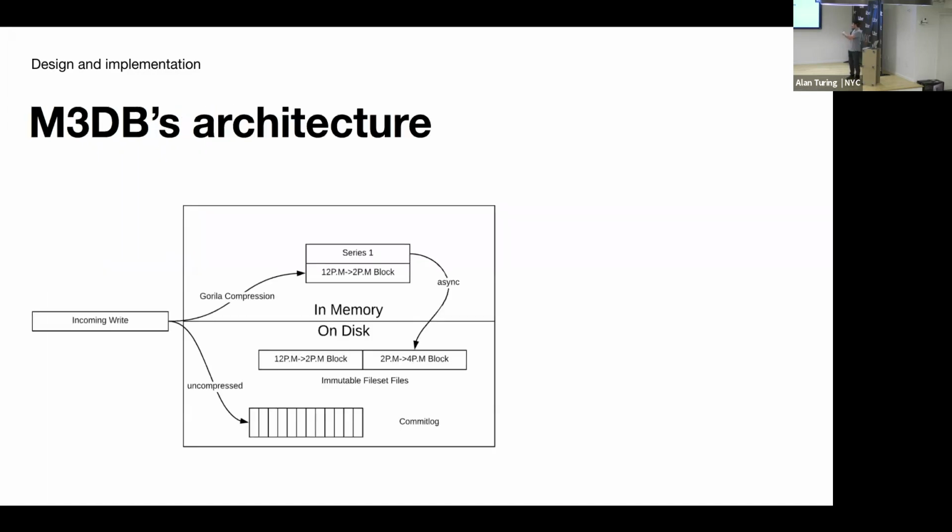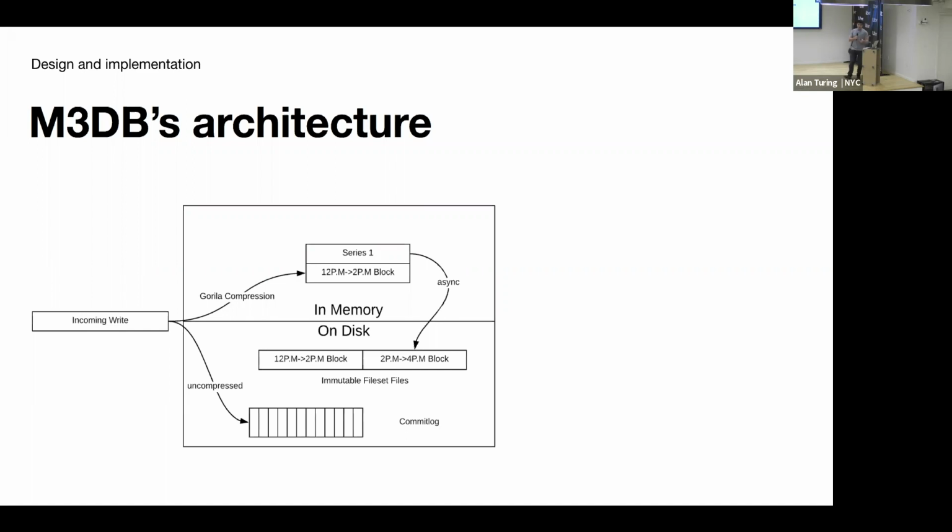So this is how M3DB works, oversimplified, but data comes in, right? You have metrics coming in constantly for all of your time series, and then two things happen in parallel. The first thing is the data gets stored in memory in an in-memory memtable, very similar to how Cassandra and other highly write-optimized databases work. And that's buffered and compressed in memory. And at the same time, the uncompressed value is written to M3DB's commit log.